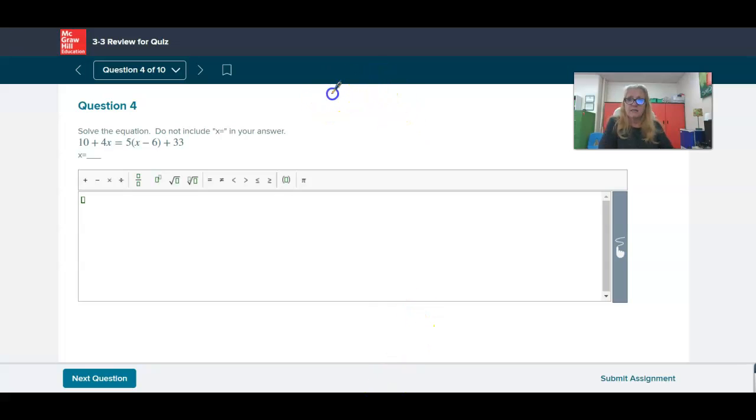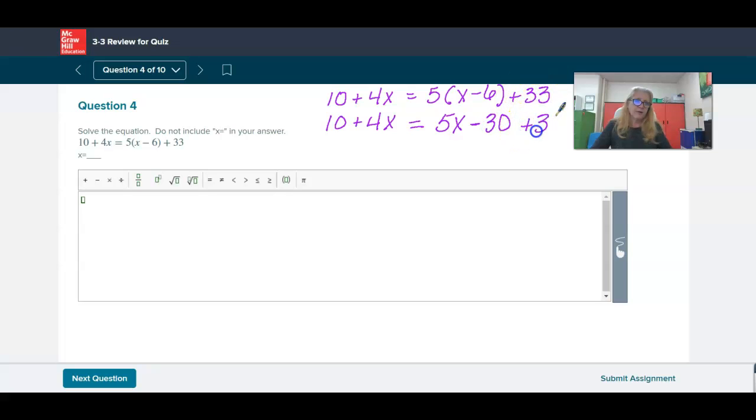Okay. This is 10 plus 4x equals 5 times x minus 6 plus 33. You know what I did the time I screwed up? I put plus 14x instead. Messed up my whole problem. I was so mad. All right, on the left, we have 10 plus 4x equals, we're going to get rid of these parentheses by distributing. 5 times x is 5x, and positive 5 times negative 6 is negative 30. And then we have this plus 33 over here.